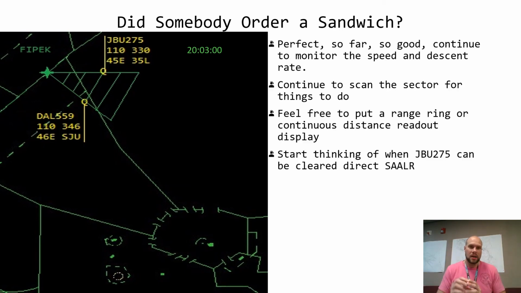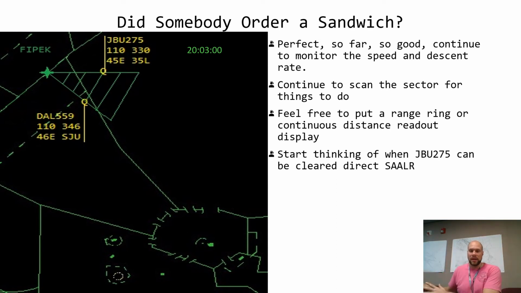Okay, let's keep going. Yet again, fast forward another minute into the future. Perfect. So far, so good. Continue to monitor the speed and descent rate, right? Make sure that they are playing by the same rules. You want them to be ideally right around the same descent rate, obviously the same speed, so monitor that. Continue to scan the sector. Chances are you're working 4 and 6 combined, so you have something else to do, right?